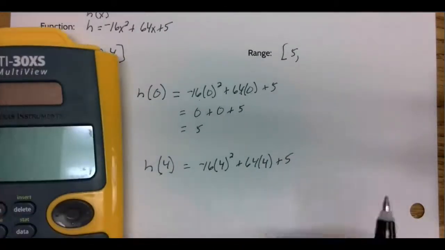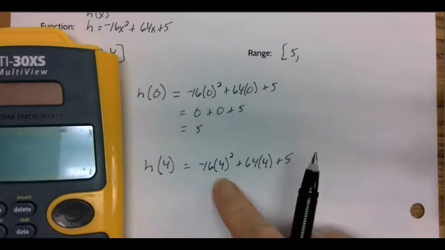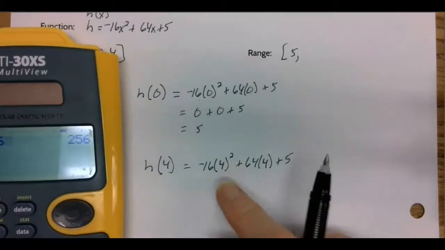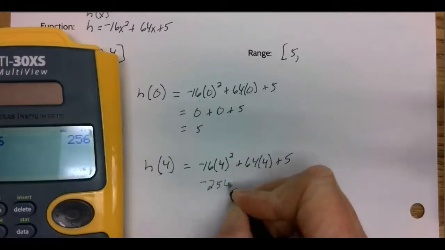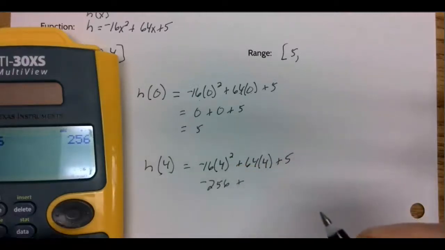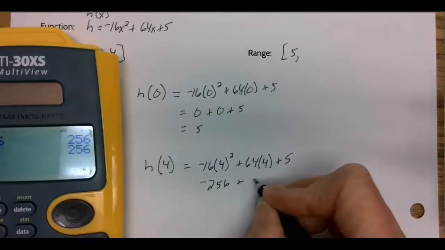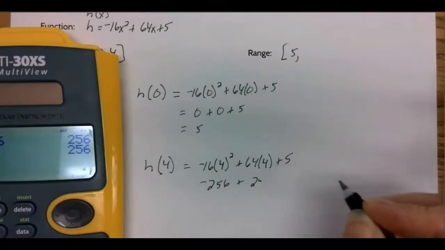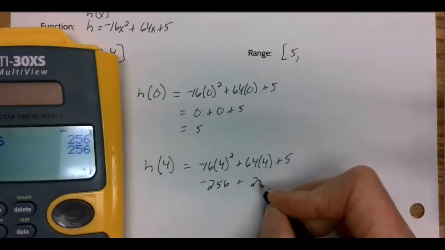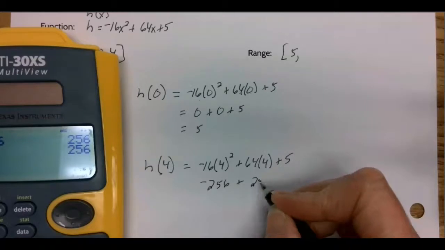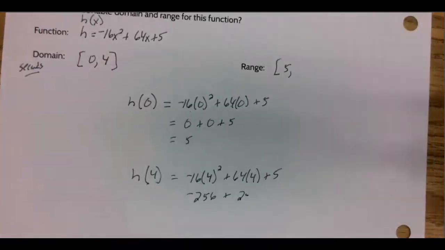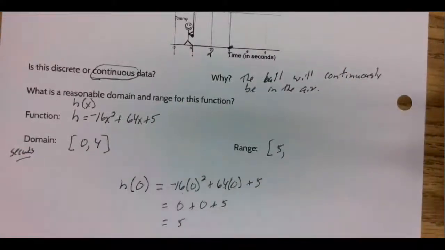Calculator, let's get a. Okay, so here we go. 4 squared is 16 times negative 16. So that's going to give me a negative 256. 64 times 4 gives me 256. Wait. Why did I come up with a negative? That's just a positive. Hold on. Okay, I messed up. Hold on.